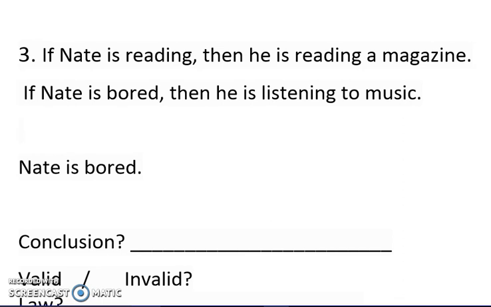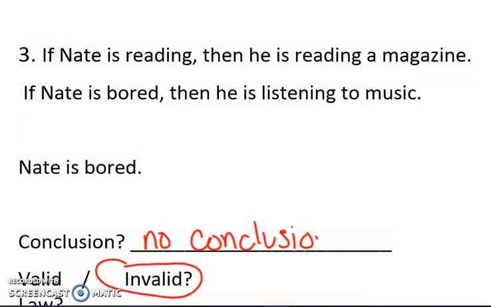Now, if we look at this one: if Nate is reading, then he is reading a magazine. If Nate is bored, then he's listening to music. If I look, there's nothing here that is the same. So it is an invalid conclusion, and there is no conclusion. If there is nothing that is the same, we cannot cancel anything out. We can't use the law of syllogism. We can't say that he's listening to music because it says if he's bored, then he's listening to music. We don't know. It doesn't cancel out. We can't use the law of syllogism.